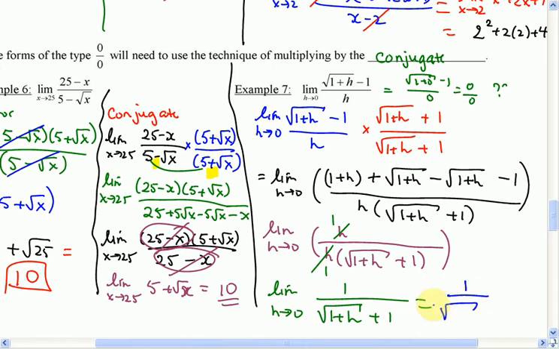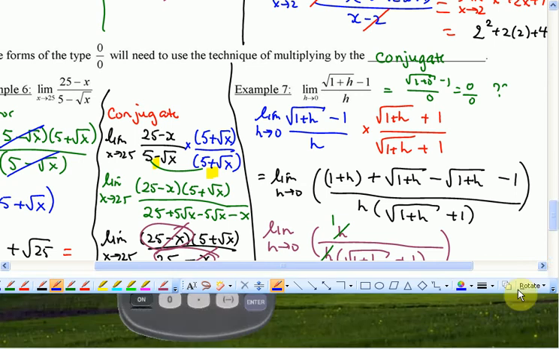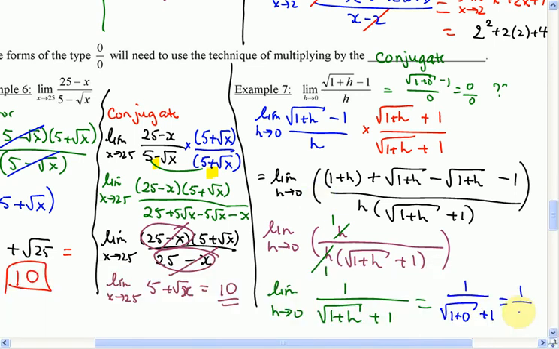By the way, don't be lazy. Keep writing the word limit, h approaches 0, until you actually plug in the value. I know many math professors will take off marks if you don't put the h approaches 0 portion. Okay, there you go. There's the answer, 1/2.